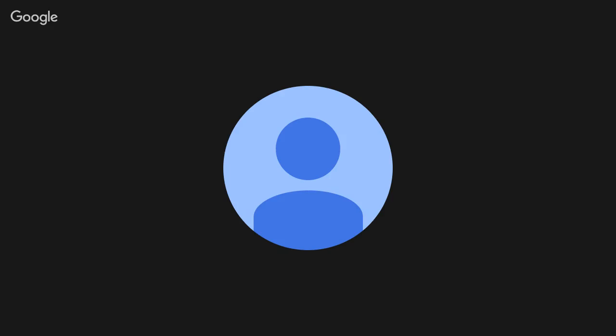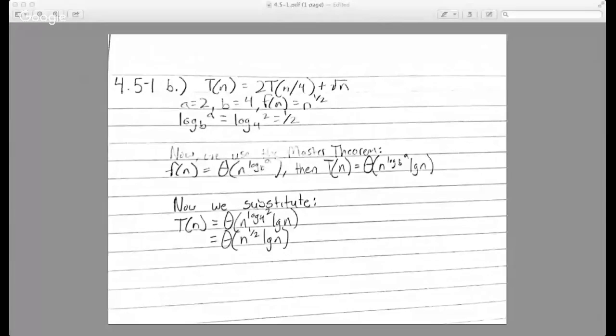Let's see which one we got here. We'll go to 4.1f. This problem is T of n equals 2T of n over 4 plus the square root of n. Now we're going to do the same thing as we did in the first problem. We pull out our variables. We have a equals 2, b equals 4, and the square root of n is f of n, which is n to the 1/2.